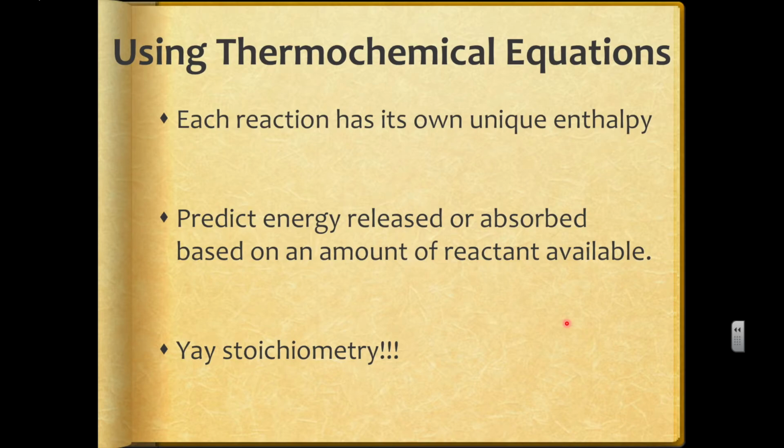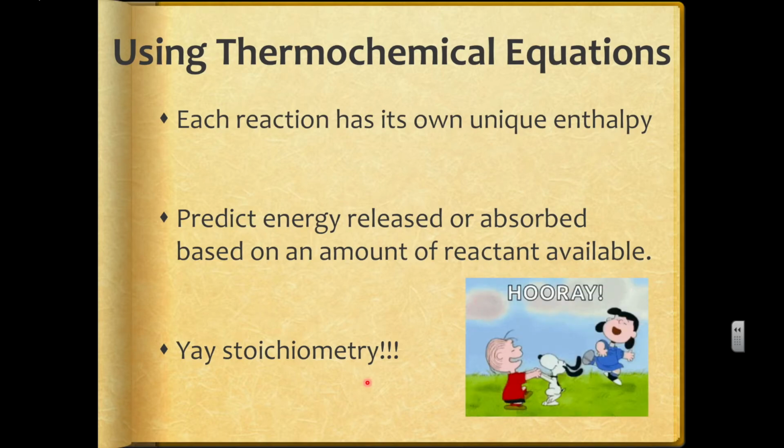Each reaction will have its own unique enthalpy. We can predict the energy released or absorbed based on the amount of the reactant available. And that's going to include stoichiometry. Yay. Well, this makes sense because one drop of gasoline is going to emit less heat than one can of gasoline, right? If they're both burned, it would be the same chemical reaction, but obviously the more gasoline that you have, the more heat that you'll create, right? So we can relate mass to the amount of heat that we're going to evolve, okay?